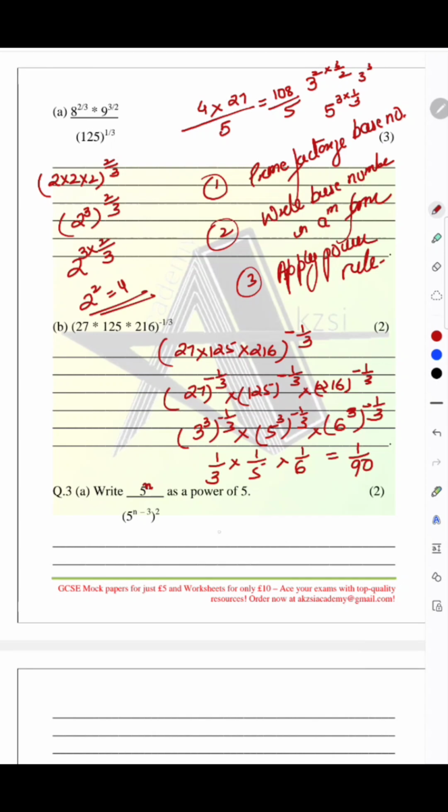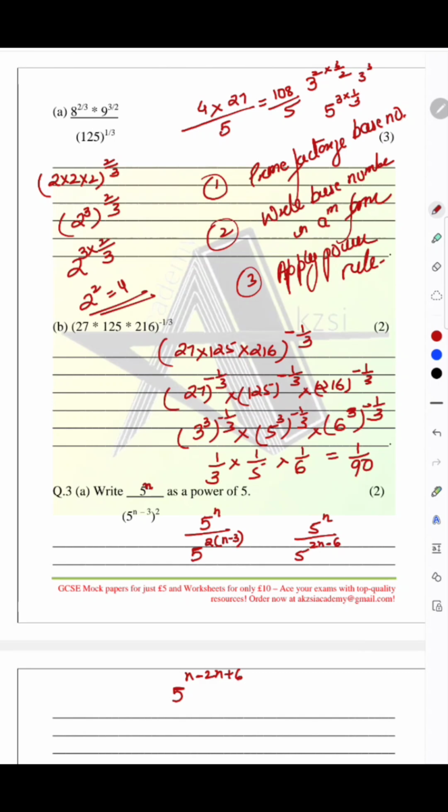So this will be applying it, having the same base numbers. So we just have to divide them. That means subtracting the power. But first, simplify this one. So simplifying that means this will be 5 to the power of n over 5 to the power of 2n minus 3, because we are multiplying them. That's the power rule. And then simplifying 5 to the power of n over 5 to the power of 2n minus 6. Having the same base number, subtract the powers. 5 to the power of n minus 2n plus 6.